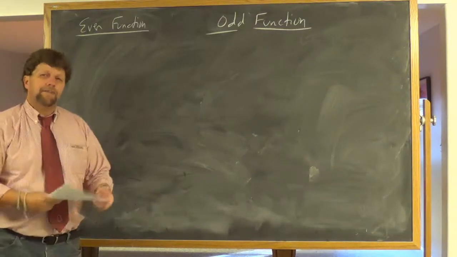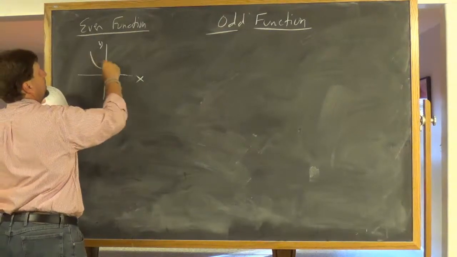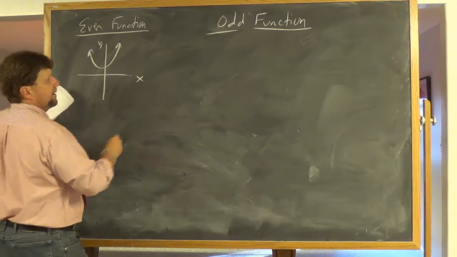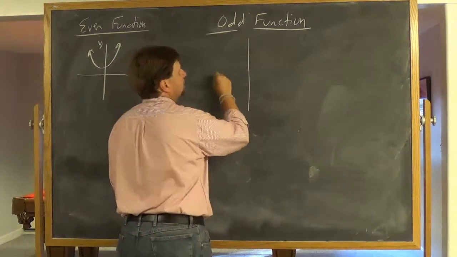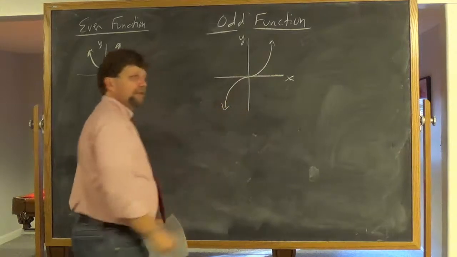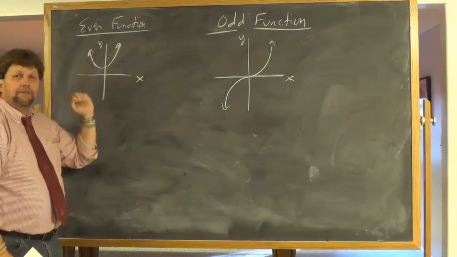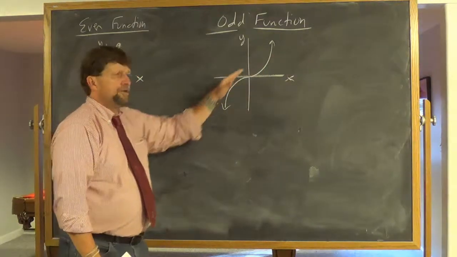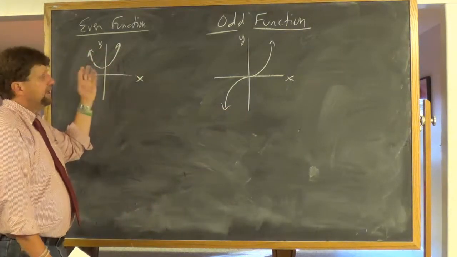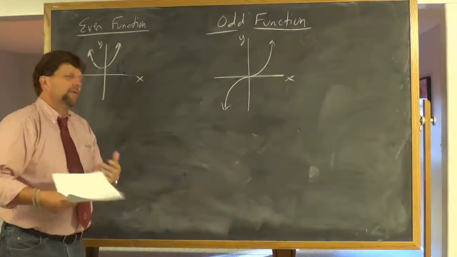In short, here's what the graph of an even function would look like. If you have an even function, the graph is symmetric about the y-axis. An odd function, the graph is going to be symmetric about the origin. So if you're symmetric about the y-axis, it's an even function. If you're symmetric about the origin, it's an odd function. Even function, y-axis symmetry. Odd function, symmetry about the origin. Okay, that's what it looks like graphically.